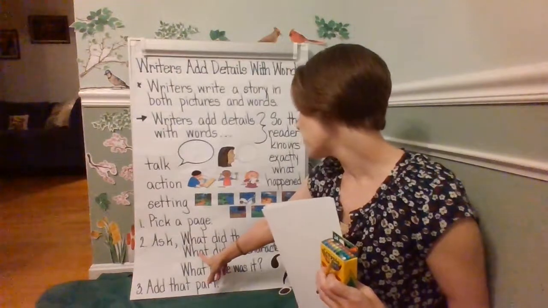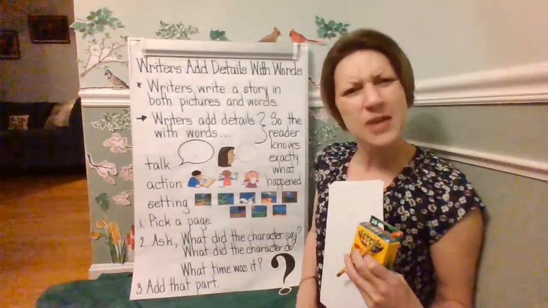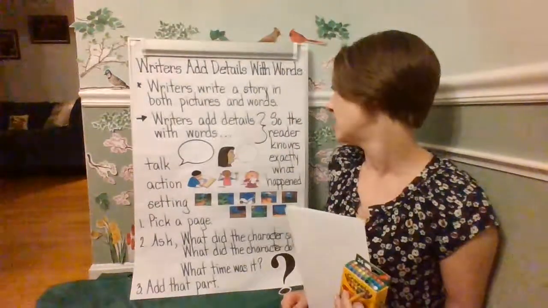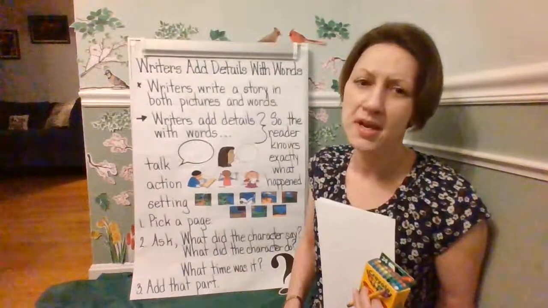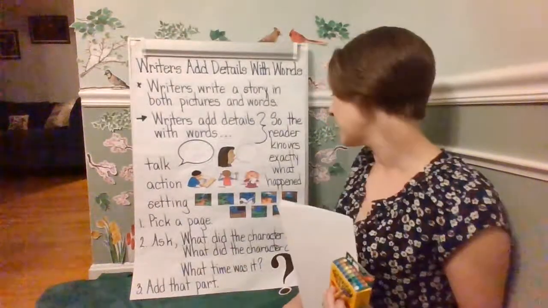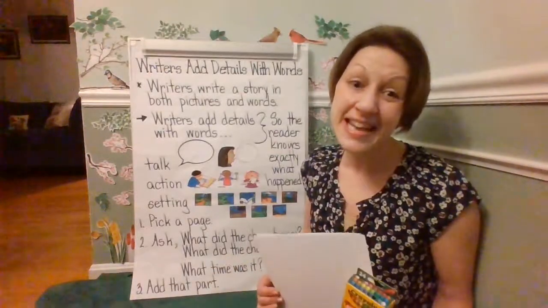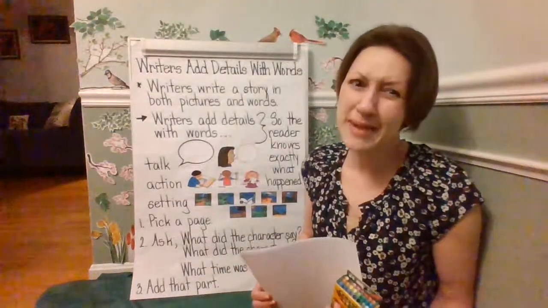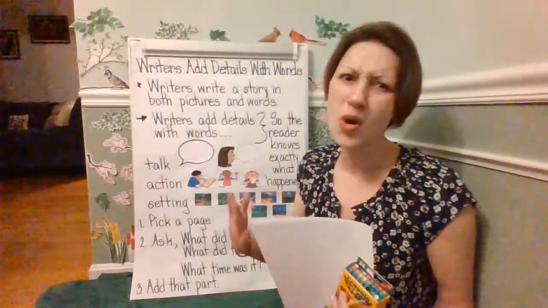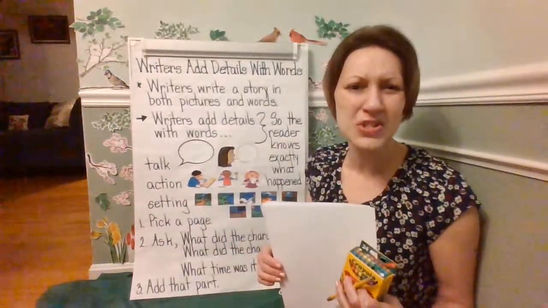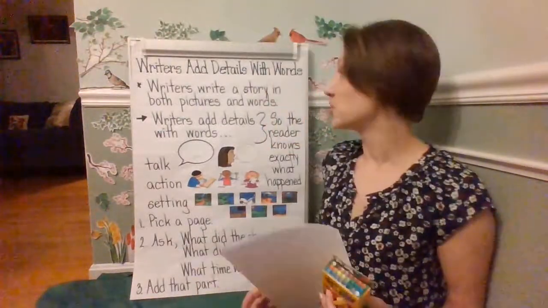You also want to ask yourself, what did the character do? And think about the action that was done. Okay, what was happening in your story? What action was taking place? And what time was it? Was it in the daytime or at night? What time of year was it? Was it at somebody's home or outside in a different place or some other location? And then you're going to add that part.